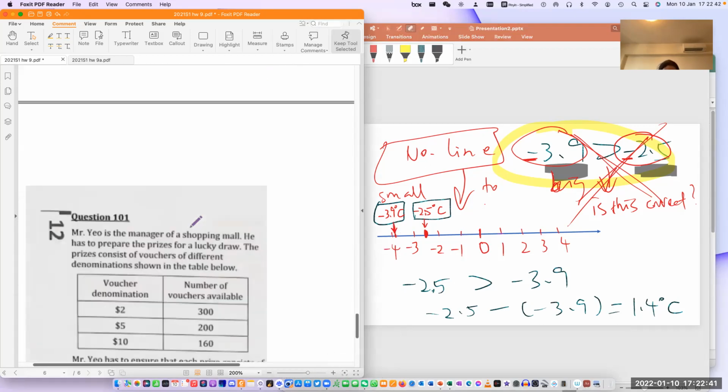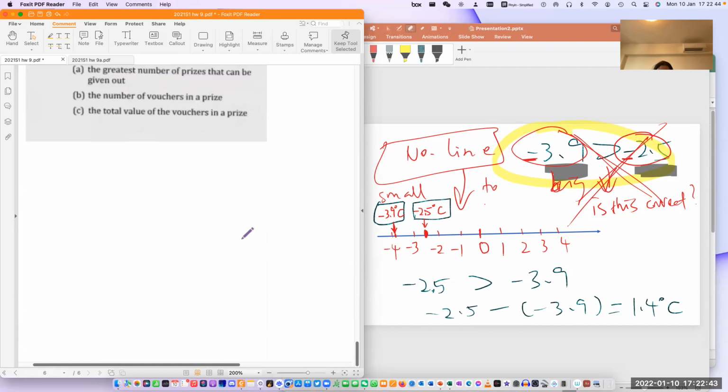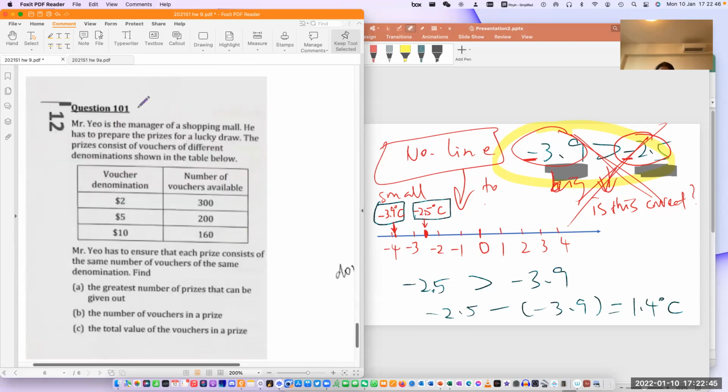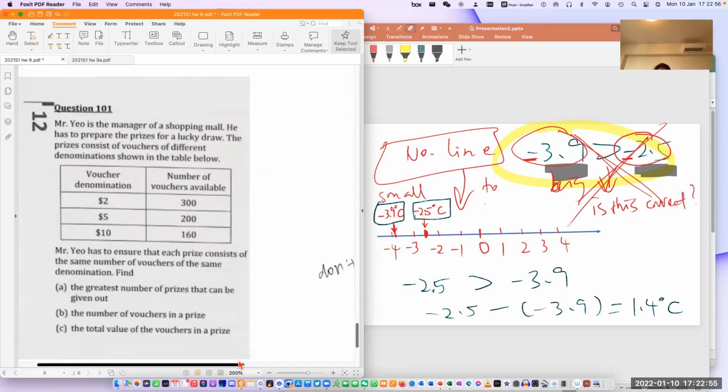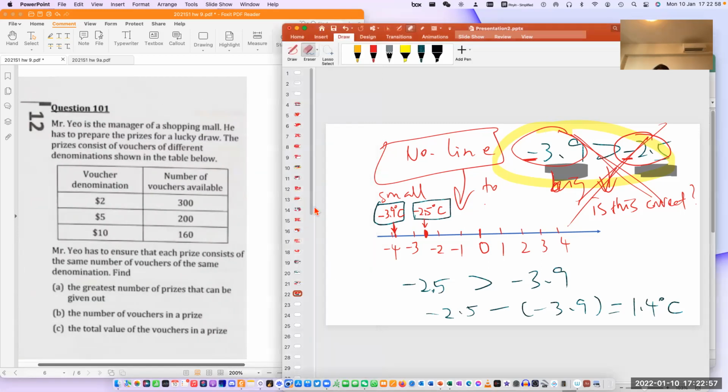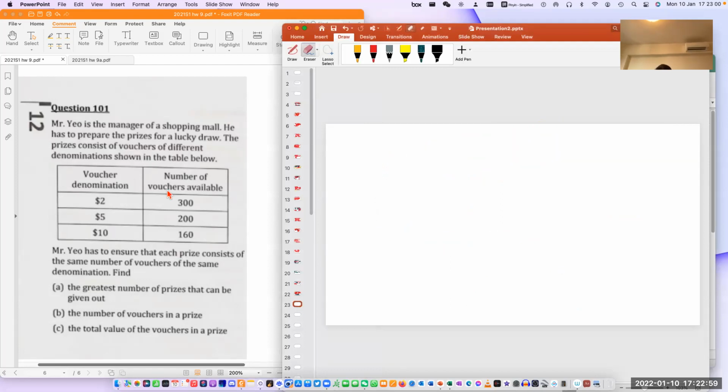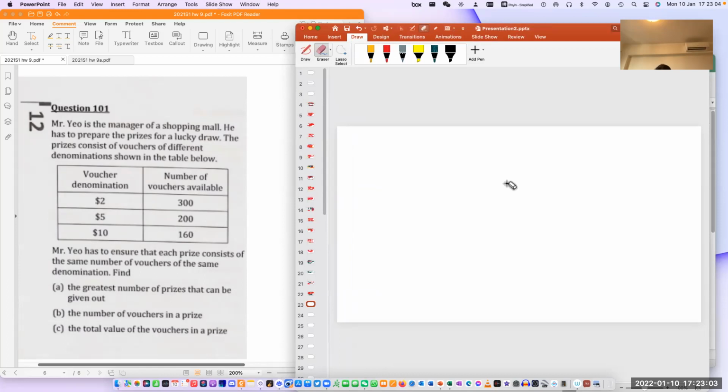Right, good. So question 101, it says the greatest number of prizes that can be given out. This is interesting. Don't understand. Haha. This question, I think there is no fixed answer. It tests your logical thinking. Let's look at this together.